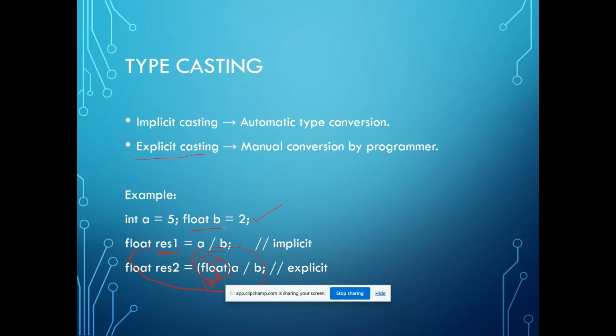We are storing 2 into b here, and int as b, we are dividing a by b, so it's implicit, because the conversion is happening automatically. And whatever the a by b is coming, we are enforcing here as a float value. So this is explicit. The way of defining this, you need to define this before the variable. So float a. So this is explicit.